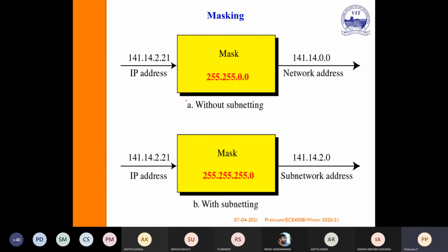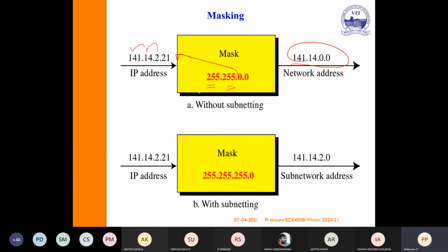The mask is always used to represent the number of bits used to assign the network ID. Here, without subnet, only the first two fields are the network. So the mask is 255.255. If you do an AND operation, this is the network address.